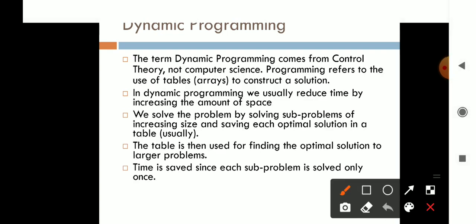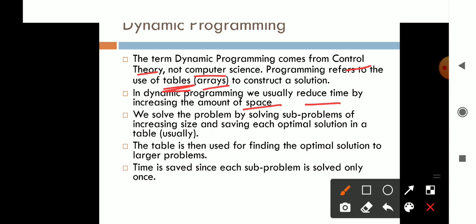Now next, the term dynamic programming comes from control theory, not from computer science. Programming here refers to using tables. We are generally using arrays to construct solutions. So in dynamic programming, we usually reduce time by increasing the amount of space. Generally, we are just storing the data into the table. So we can say that we are increasing the amount of space here.